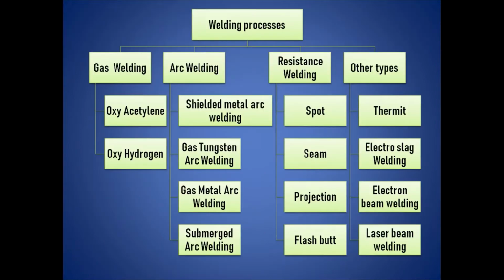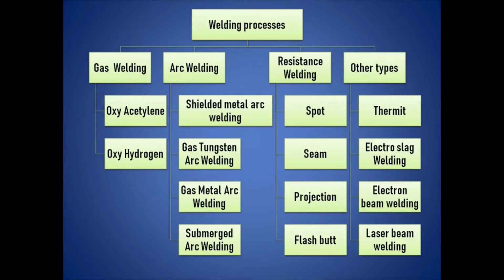Then these are the various welding processes that we are going to discuss one by one in the upcoming videos. There are mainly four categories of welding processes. The first one is gas welding, where a gas, mainly oxygen and acetylene, or oxygen and hydrogen, is used for creating the temperature required to melt the metal. The second category is arc welding. In arc welding, an arc is produced between cathode and anode. In that case we can use AC or DC current, and both have their own advantages and disadvantages.